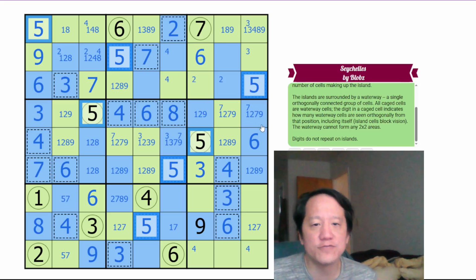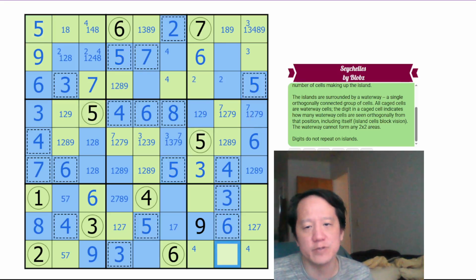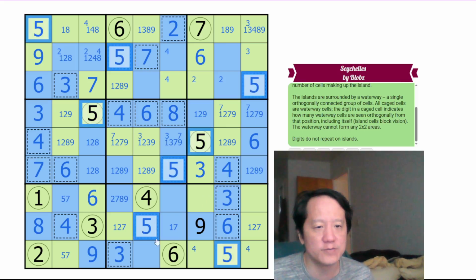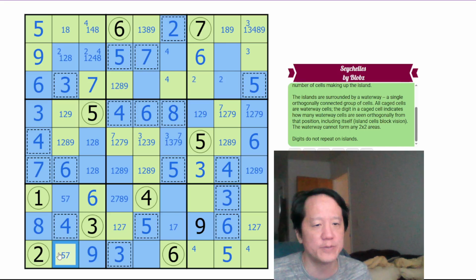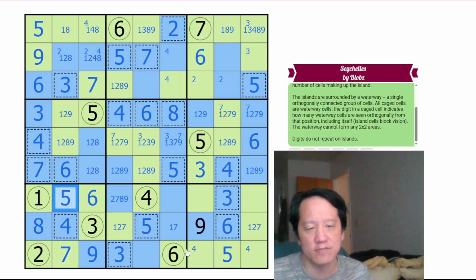5. Where is 5 in column 8? It must be here. That gives us 8 5s. We know where the last 5 has to be. 5 eliminates 5 here, so it's 7 and 5. Okay.